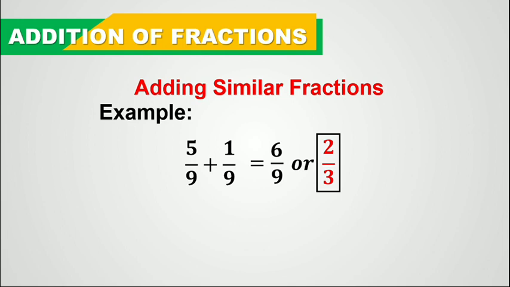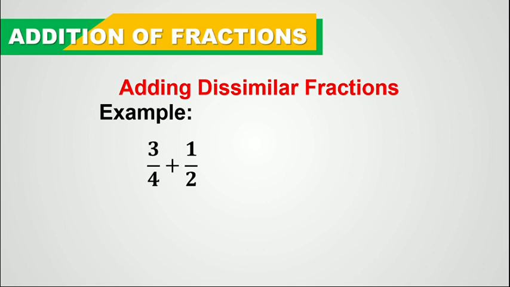Now, what about when we're going to add dissimilar fractions? Dissimilar fractions, as a recall, are fractions which have different denominators. Just like this, they have different denominators because this is 4, while this one is 2. So how are you gonna do that?